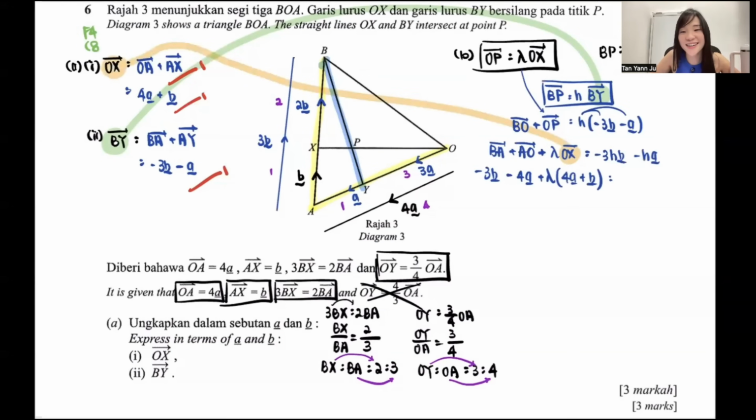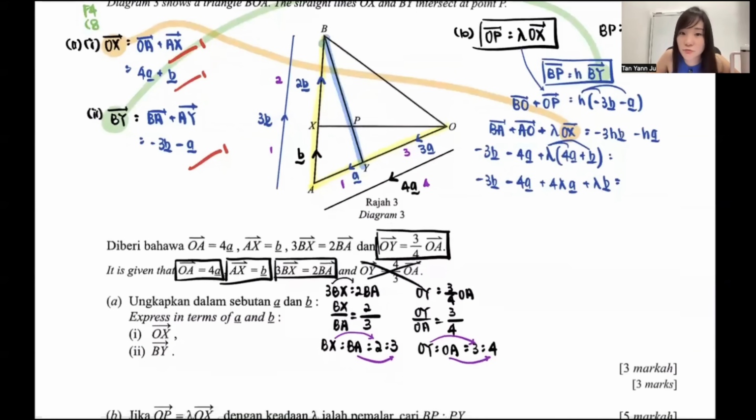Like that. So, my dear, now let me expand it. Negative 3B minus 4A. Lambda times 4, 4 lambda A. Lambda times B, lambda B. So do I stop here? No. Remember, whenever you do vectors, there will be a lot of unknowns. So what you always do is make each side left with only one type of vector.